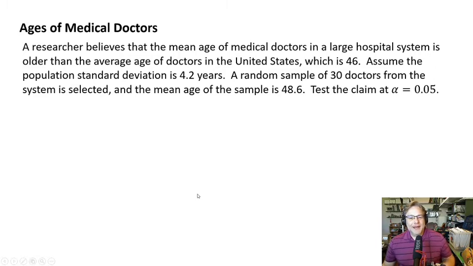So here's an example, and here we're going to be doing a z-test in the context of hypothesis testing. A researcher believes that the mean age of medical doctors in a large hospital system is older than the average age of doctors in the United States, which is 46. Let's read that and start to ask the question, what is the null hypothesis and what is the alternative hypothesis? Let me read this again. A researcher believes that the mean age of medical doctors in a large hospital system is older than the average age of doctors in the United States, which is 46. So think of what those two hypotheses should be.